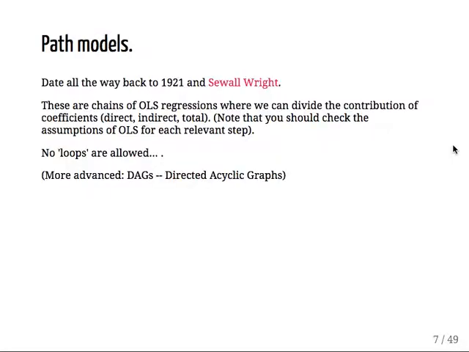So some history all the way. If you know something about biology, Sewell Wright was one of the founders of the coefficient of relatedness, and it dates all the way back to 1921. Basically you can think of them as regressions chained together. Everything, again, is regression, or ANOVA if you prefer, but everything is OLS regressions. OLS means ordinary least squares regression, the regressions you have done before. We can divide the contribution of each of the coefficients into a direct contribution, an indirect contribution, and a total contribution. And total is nothing more than the sum of the direct and the indirect effect.